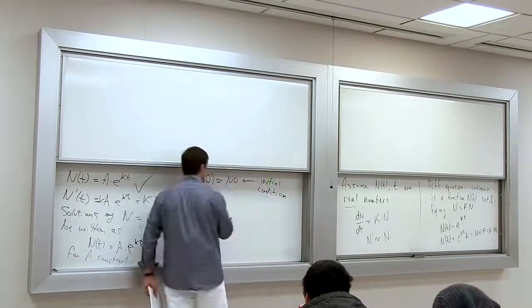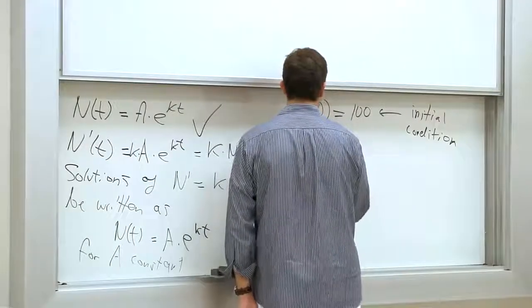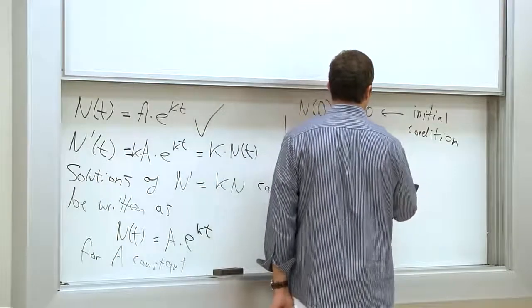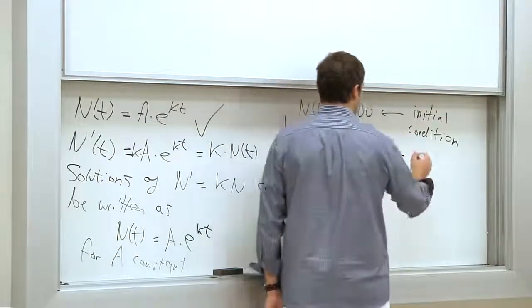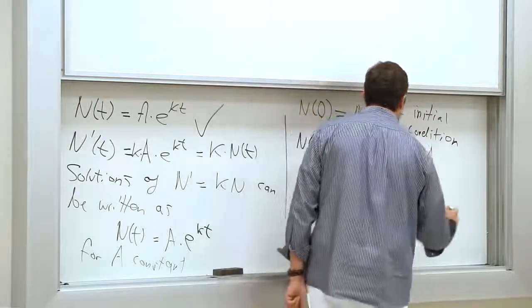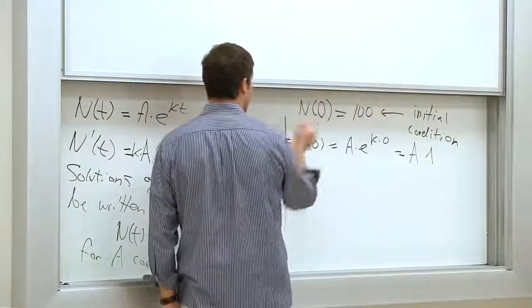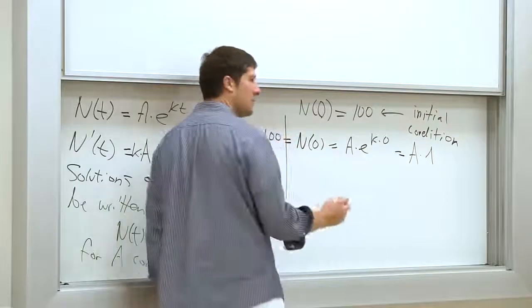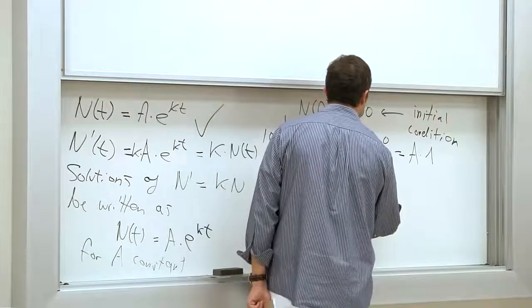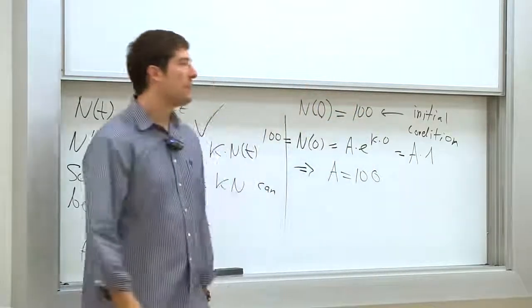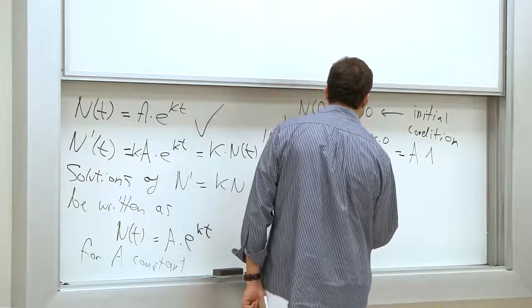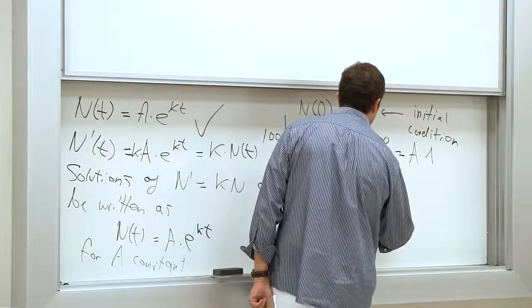Well, we just plug it in, right? So n of 0 is equal to A times e to the k times 0, which is equal to A times 1. On the other hand, n of 0 is equal to 100. Okay? That means that A is equal to 100, and that n of t is equal to 100 e to the kt.